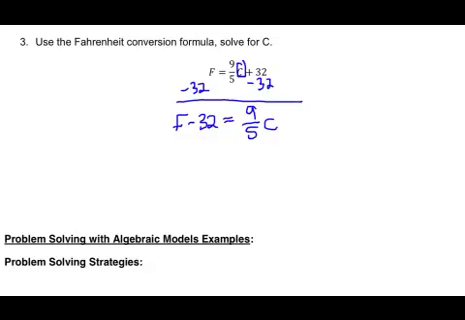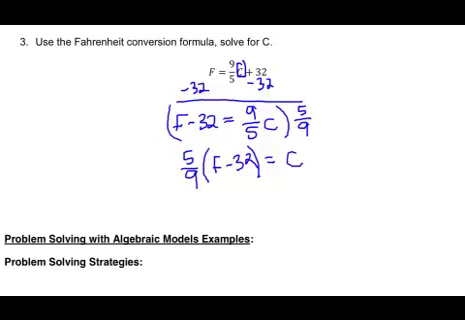Now 9/5 is multiplied by C. So to get rid of a fraction, we are going to multiply by its reciprocal. So we're going to multiply this whole equation by 5/9, or the reciprocal of 9/5. So we have 5/9 on the left-hand side times F minus 32 equals C.